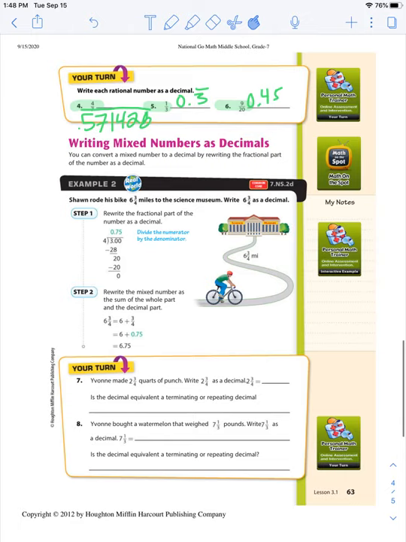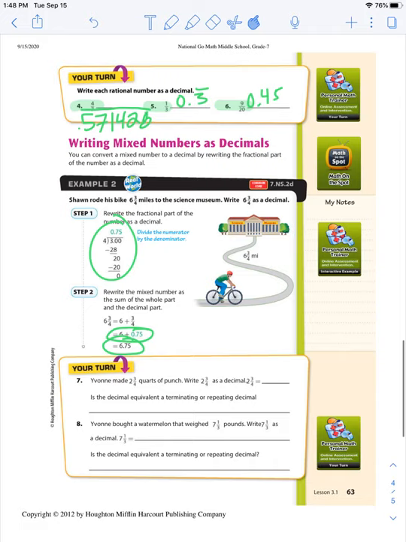All right, and then example 2, where you're writing mixed numbers as decimals, you can do long division the same way they did in the last example for that. So this example says Sean rode his bike 6 3/4 miles to the Science Museum. Write 6 3/4 as a decimal. The great thing about mixed numbers is that you already know the whole number is 6. So it's going to be 6 point something. Then we have to figure out what 3/4 is, and 3/4 is 0.75. We add 0.75 to 6, and our answer is 6.75.